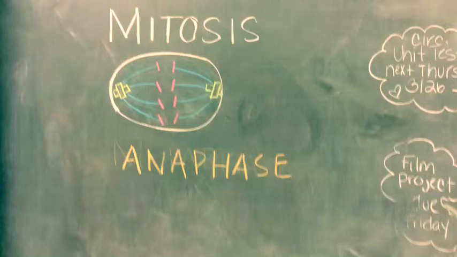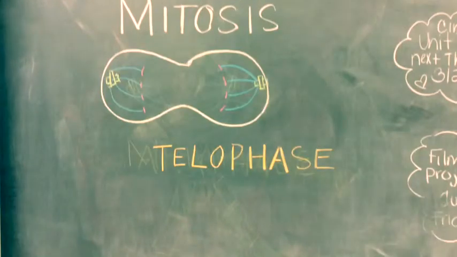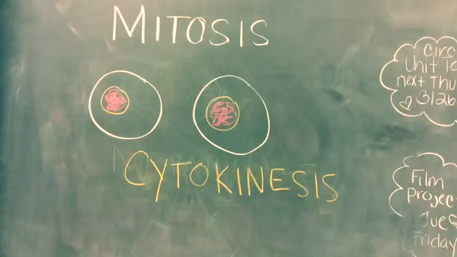Next is telophase, where a complete set of chromosomes are at each end of the cell and the nuclear membranes begin to form around the chromosomes. During this phase, we start to see a cleavage furrow, which is a pinching of the cells, beginning to separate them. Next comes the stage of cytokinesis, where mitosis is completely finished and two cells have formed.